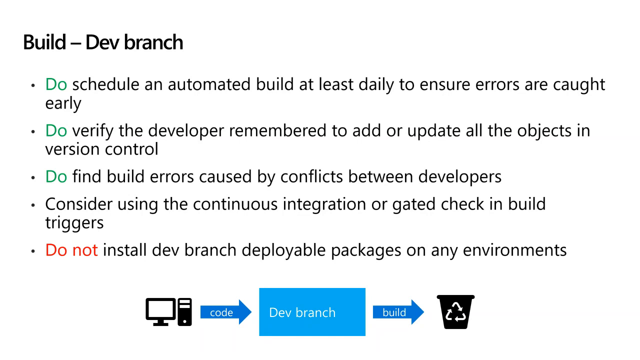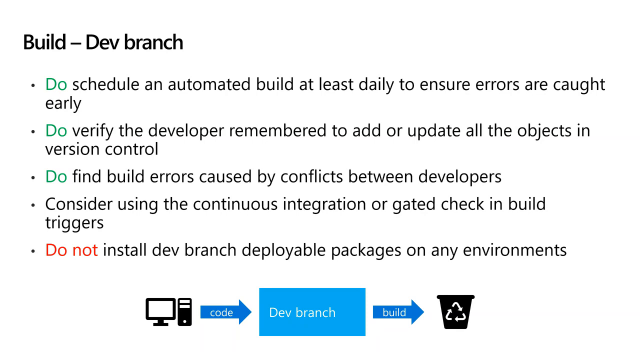Let's talk about the dev branch on a build and build machines. Schedule an automated build at least daily. The most common scenario for why you need a build on the dev branch is that the developer forgot to check in something. There can also be conflicts, but it's much more common that they forget to check in something. It will build on the development machine, but it will not build on the build machine. And you should consider using the continuous integration or gated check-in build triggers. Typically, the more developers you have, then those start to make more sense.